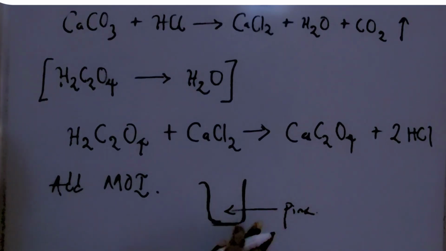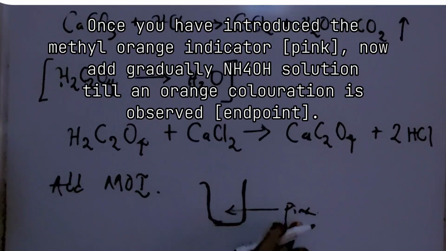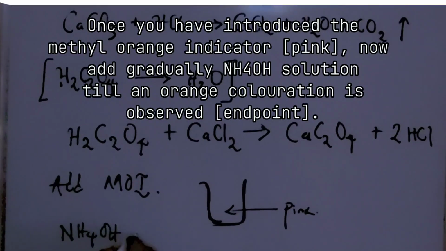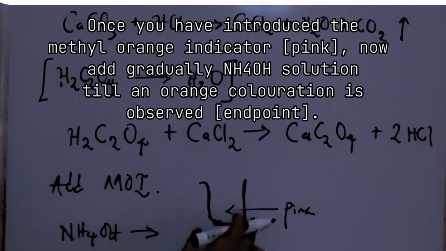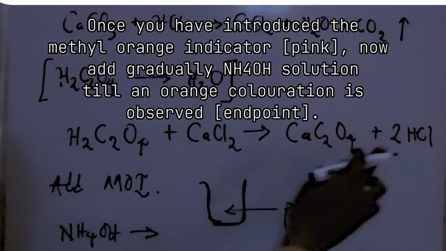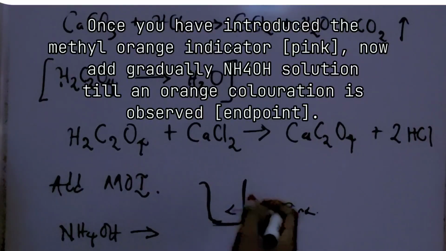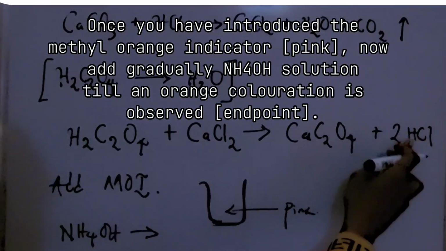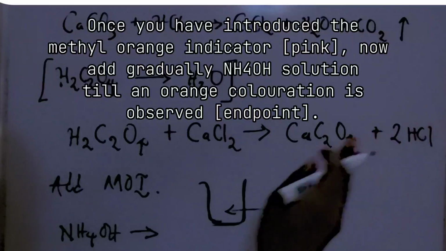So, but then, once we introduce this, you observe the pink color, right? Now we are going to introduce ammonium hydroxide solution to the system again. And remember, we want this to react with this. So the indicator is going to give us the endpoint at which the hydrochloric acid has been neutralized.